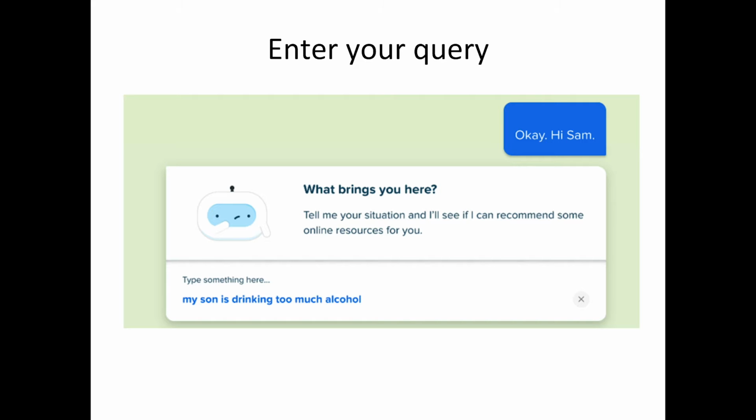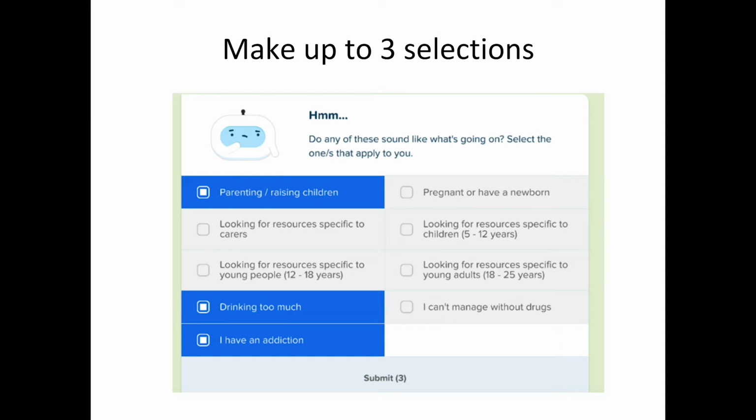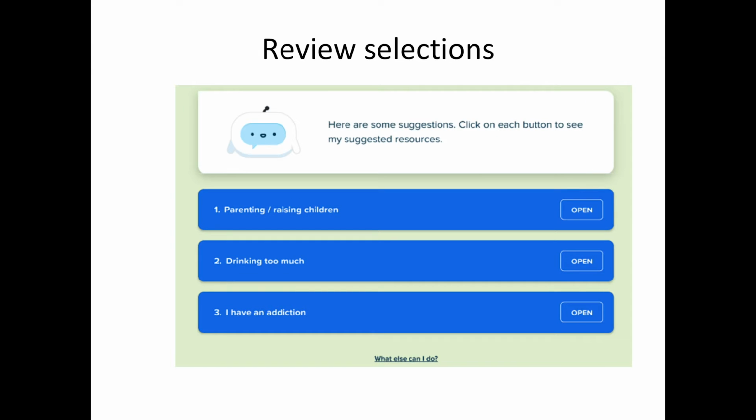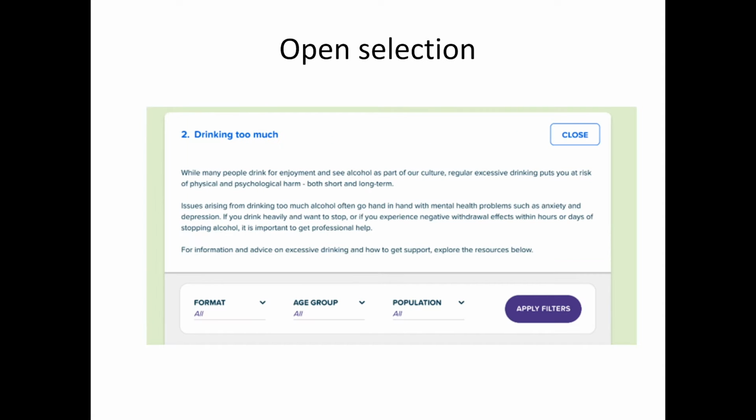So tell me your situation. I've typed in my son is drinking too much alcohol. Sam comes up with a number of suggestions and I can look at them and think, oh, actually, yes, maybe I should look at the parenting, raising children aspect as well as the drinking too much and addiction. So, and you can go back and choose different ones if you want as well. And then Sam comes up with these suggestions and you can click on which suggestion you want to look at first. You can actually choose a filter if you want to.